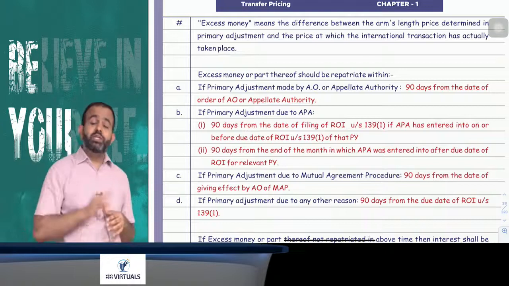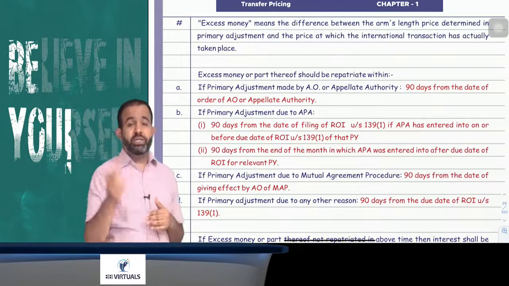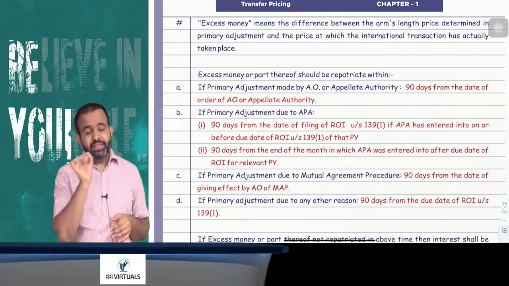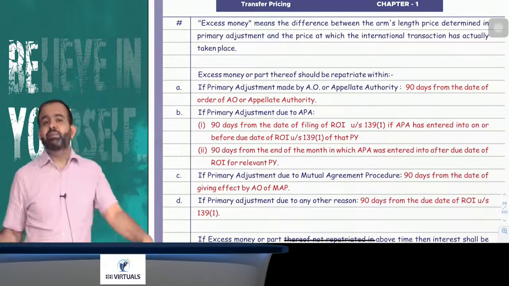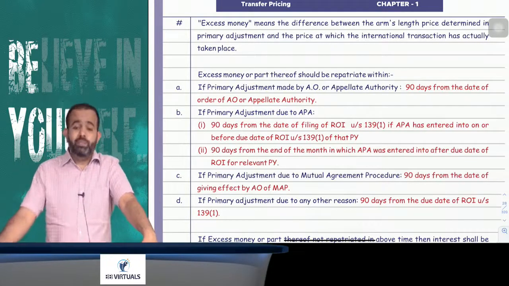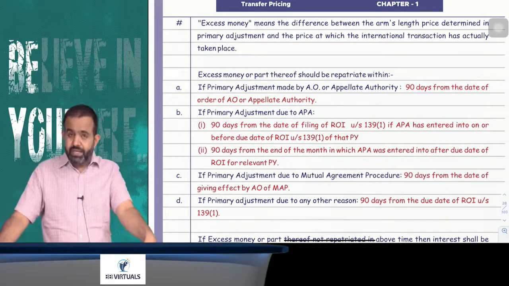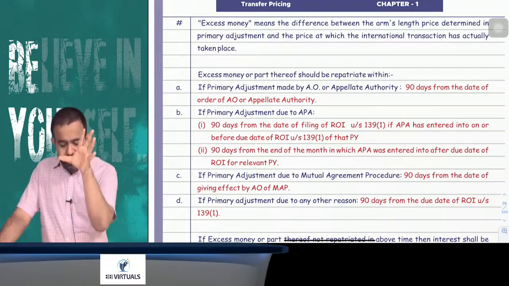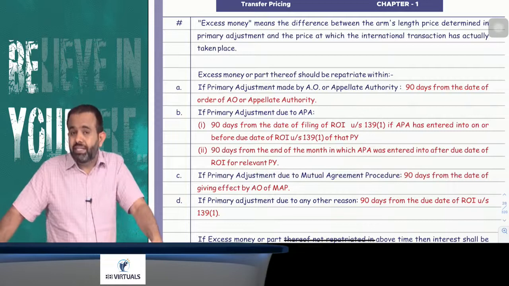But suppose the due date of return filing of that year is already expired. In that case, you have to repatriate that money within 90 days from the end of the month in which APPA was entered. What I am saying is that within 90 days from the end of the month in which APPA was entered. You got my point or not?